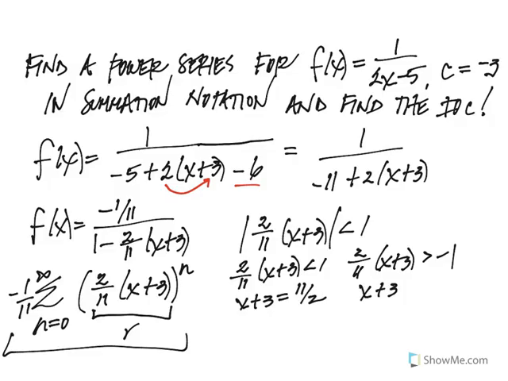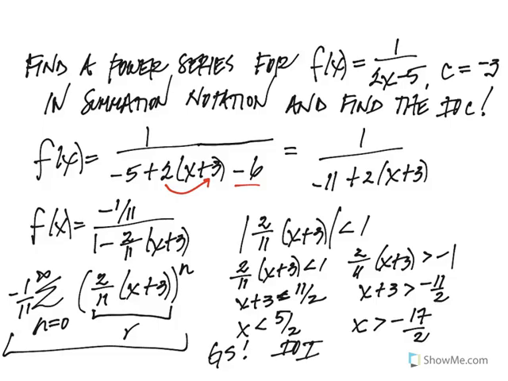So that is x plus 3 is less than 11/2, and x plus 3 greater than -11/2. And I want to take away 6/2 from both sides. So x is less than 5/2, and then I want to take away 6/2 here. So x is greater than -17/2. So my interval of convergence here, because this is a geometric series, ranges from -17/2 to 5/2, not including the endpoints because of the geometric series test.